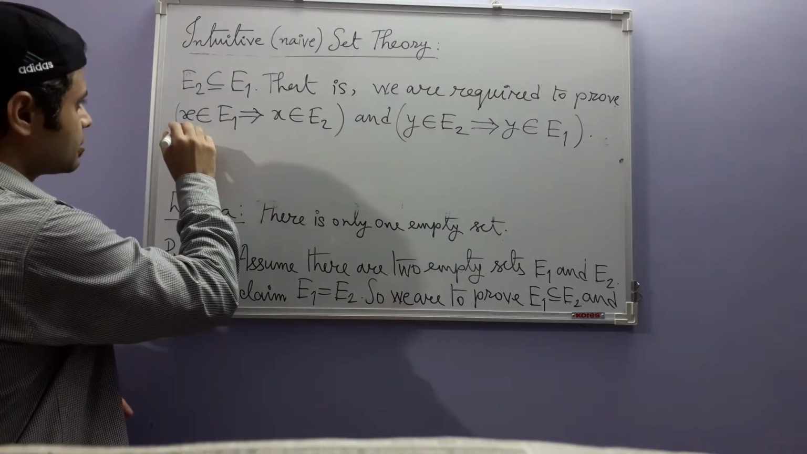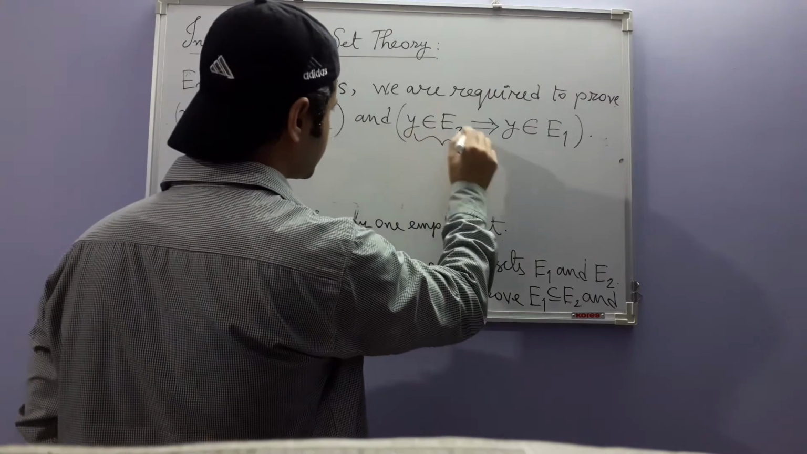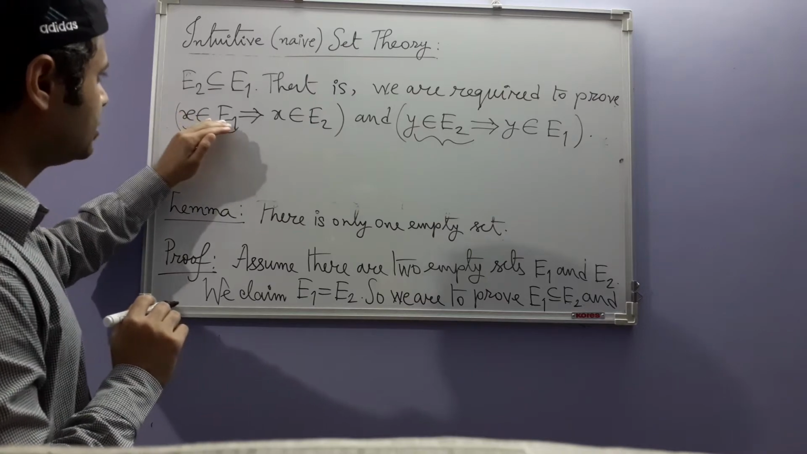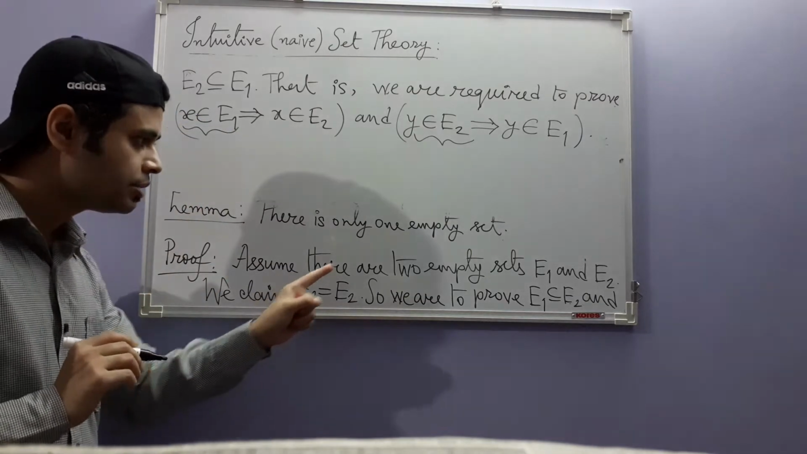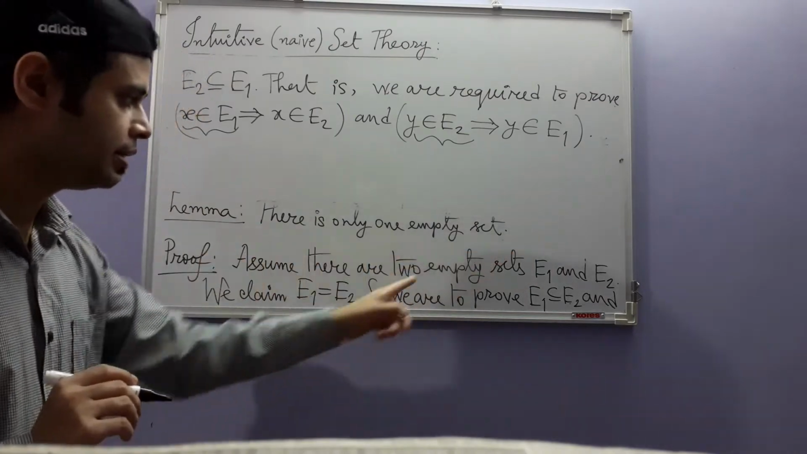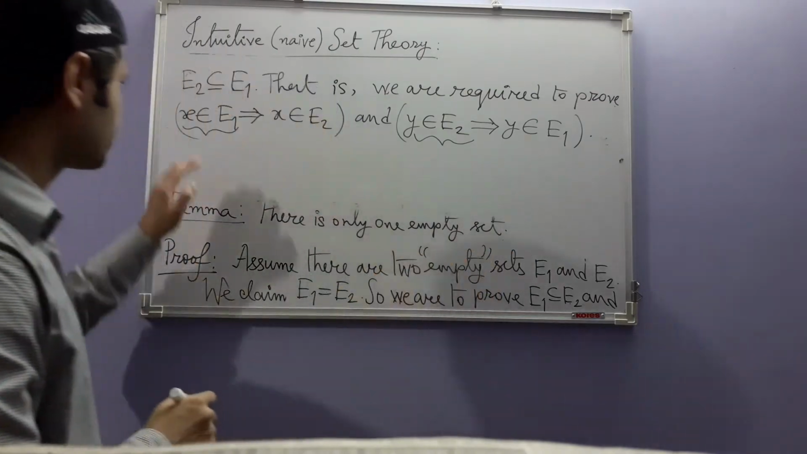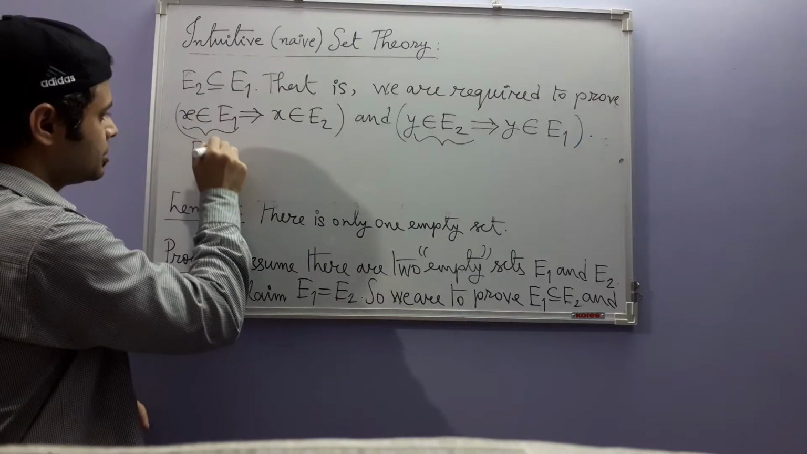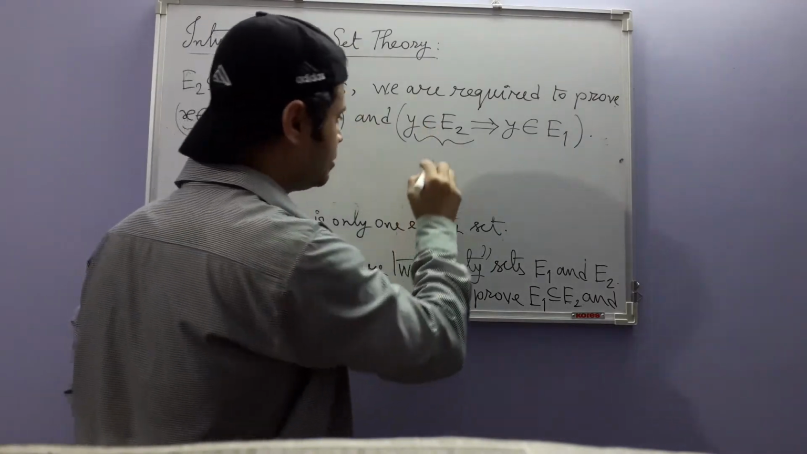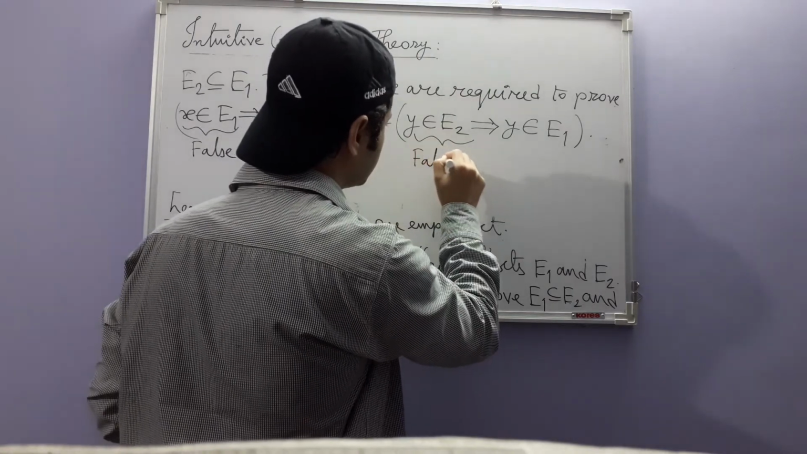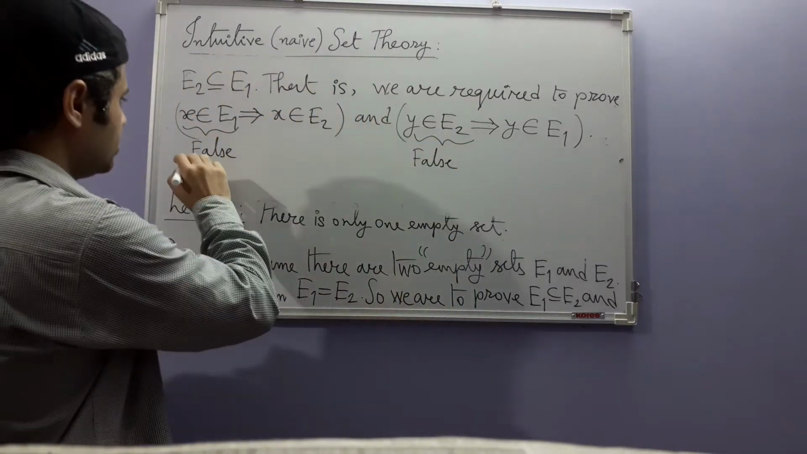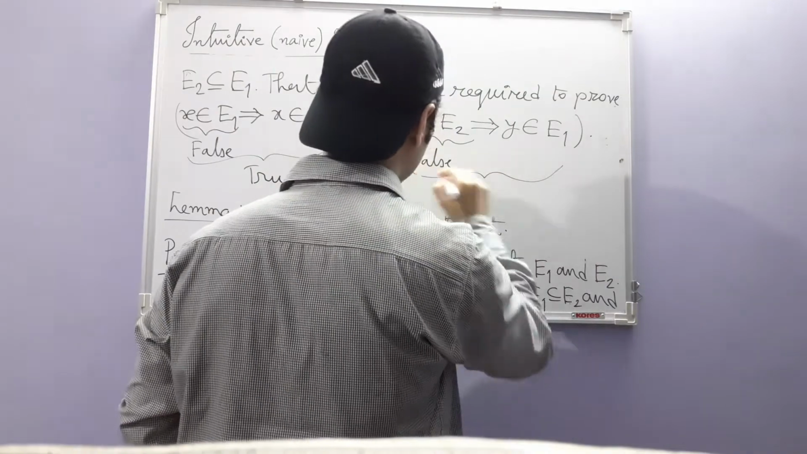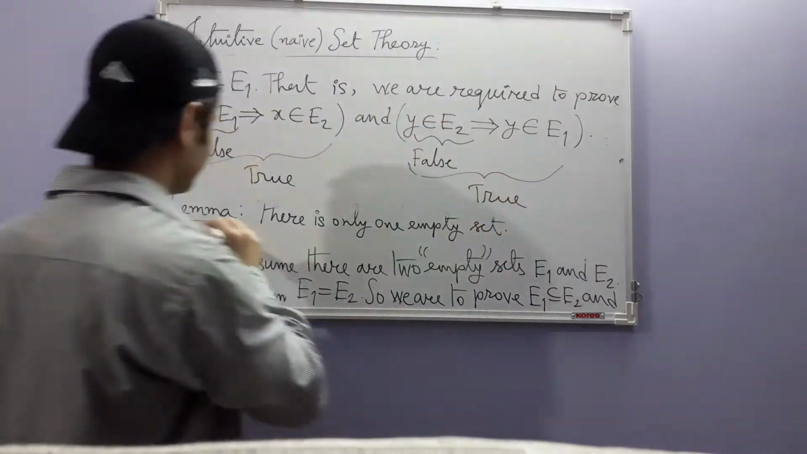Now in this case, what are the hypotheses? We have two implications. So the hypothesis says that in the first one, x is an element in E1. However, according to our assumption, the sets E1 and E2 are empty. So can there be any element in E1? No. So the hypothesis is false. Here also, since E2 is empty, the hypothesis is false. So this implication is true, and this implication likewise is true. In fact, vacuously true.